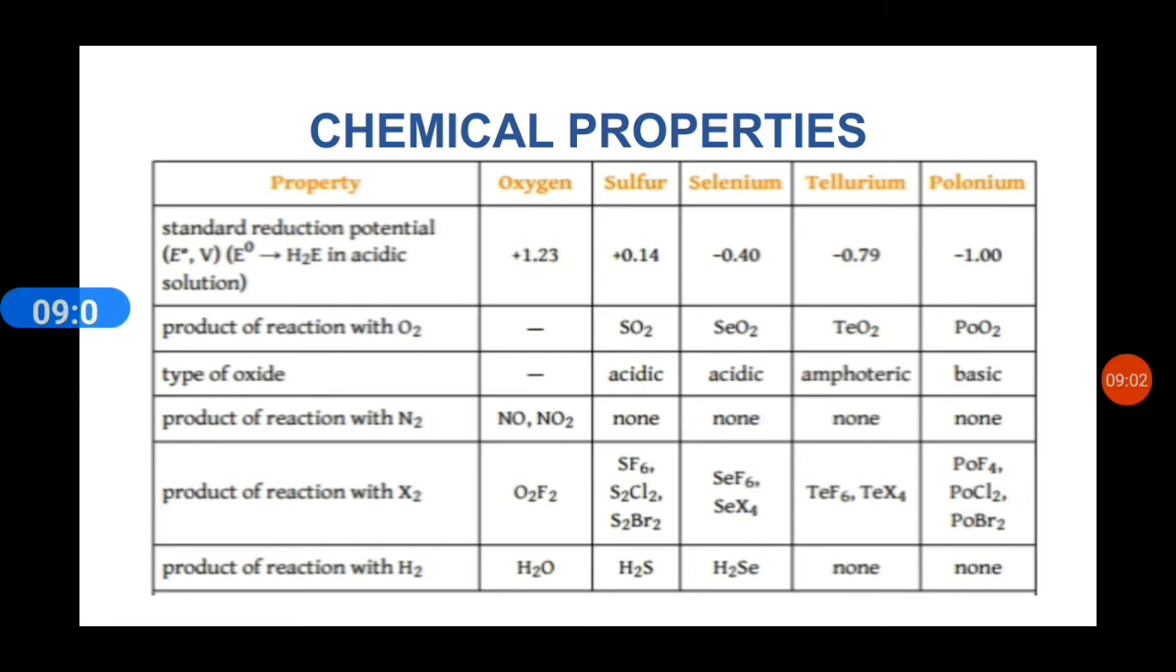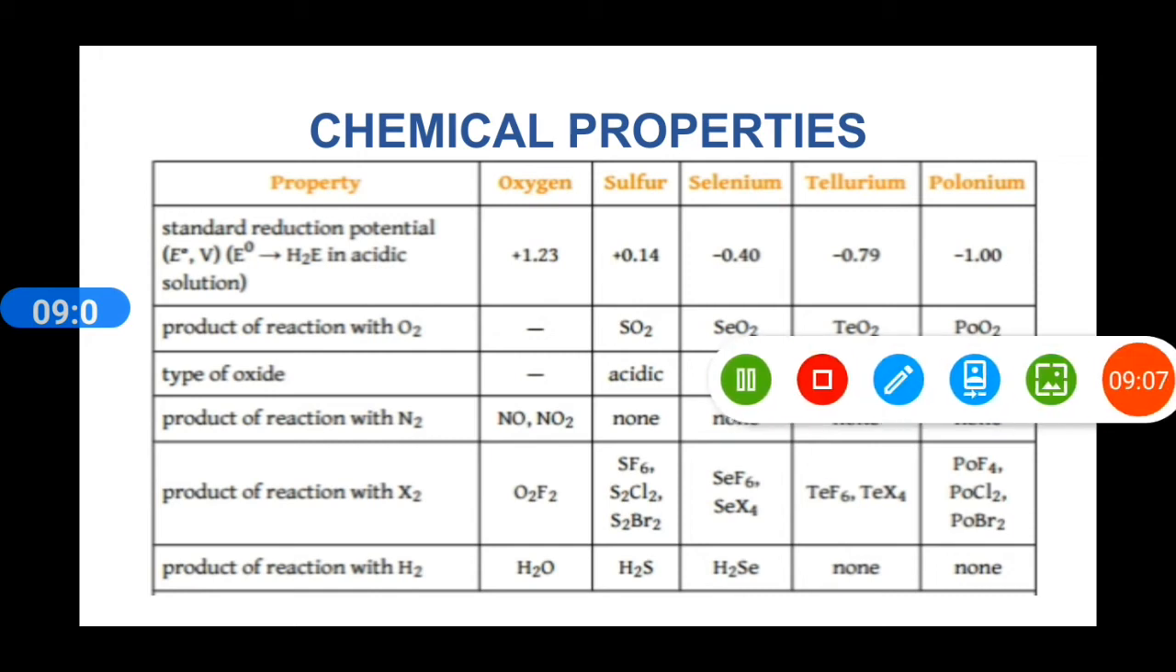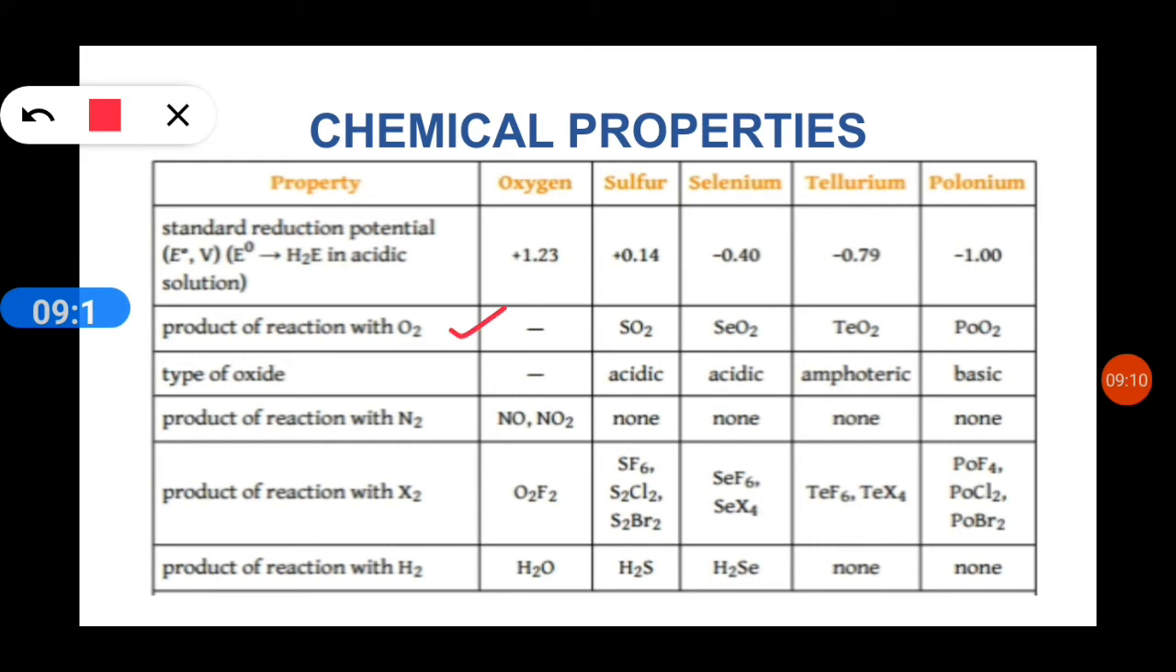Some chemical properties are listed here. The products of reaction with O2, the oxides formed, are shown here. These types of oxides range from acidic to basic. The first two are acidic, then TeO2 is amphoteric and PoO2 is basic. Then with nitrogen, only oxygen can form oxides. Others cannot form. With halogens, the compounds are shown as told earlier. With hydrogen, they form hydrides.